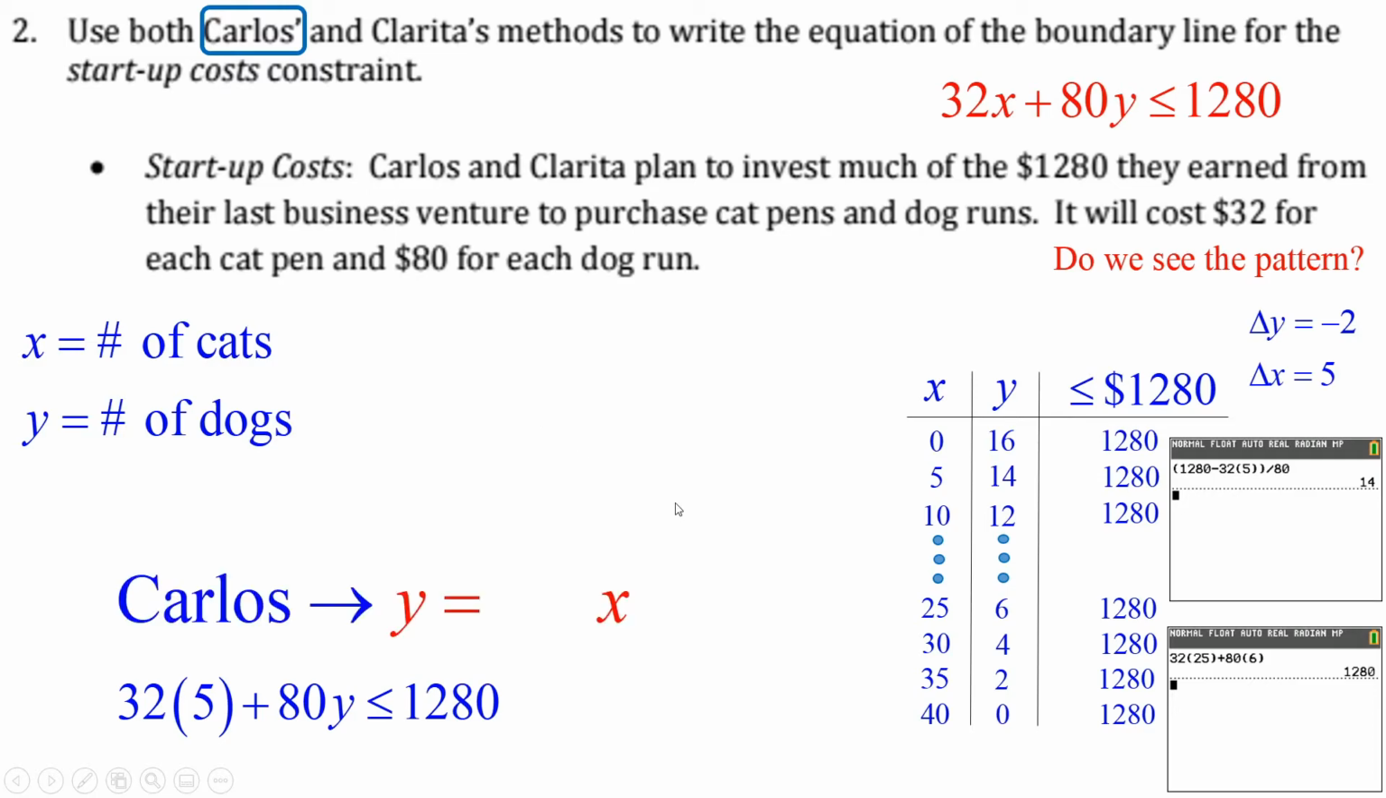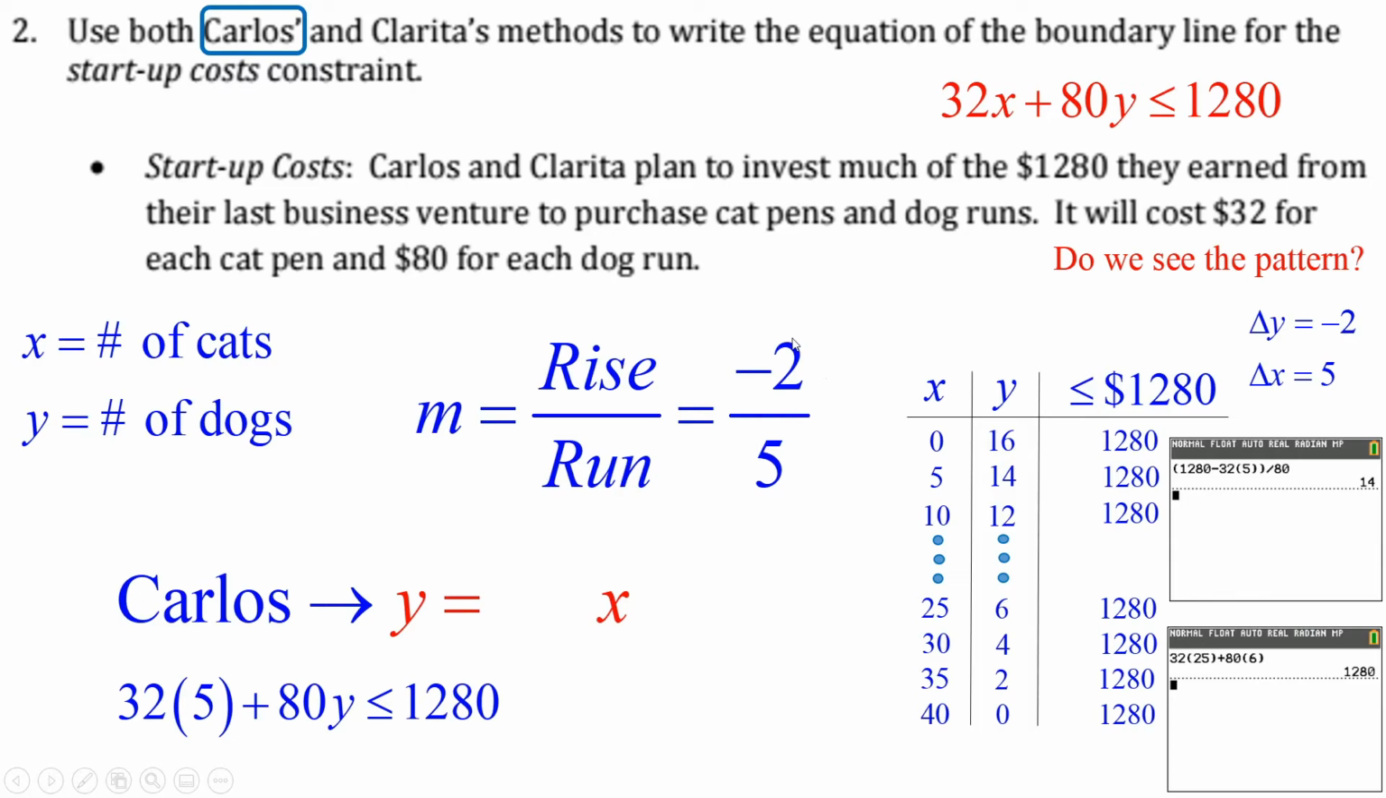Well, first off, Carlos, y equals... all right, I need a slope right here. And what is slope? It is rise over run. The rise is this change in y right here, which we said already was a -2. And the run is the change in x, which we said was a 5. So the slope is -2 over 5.